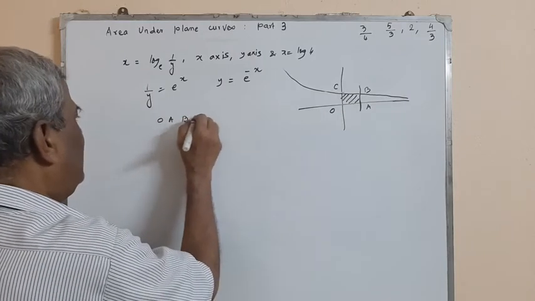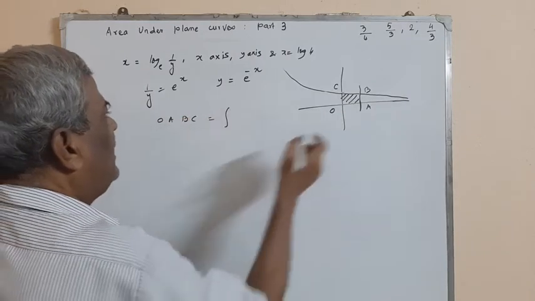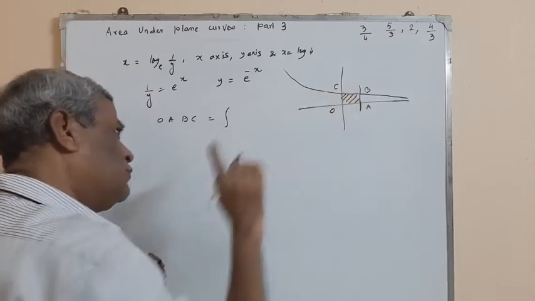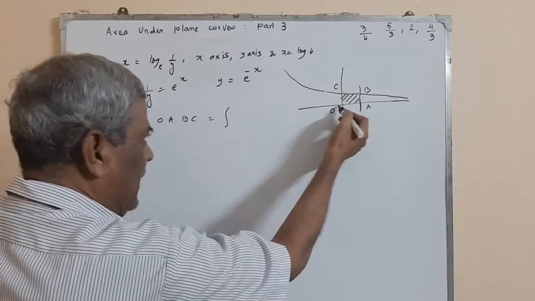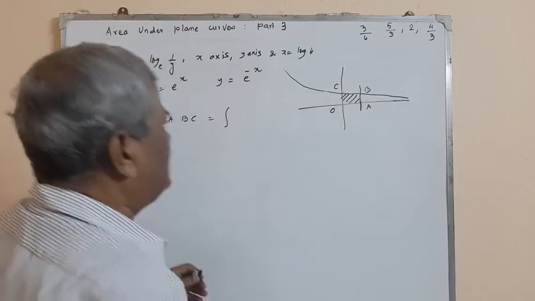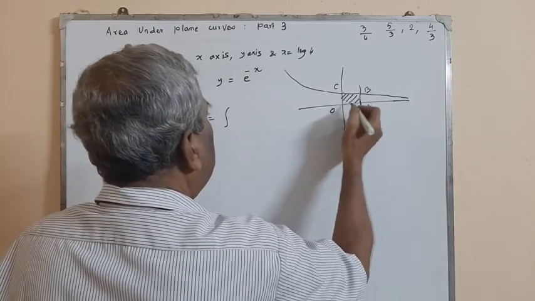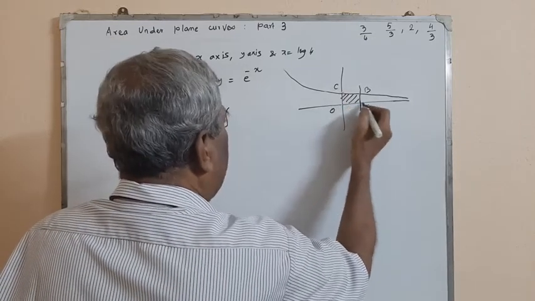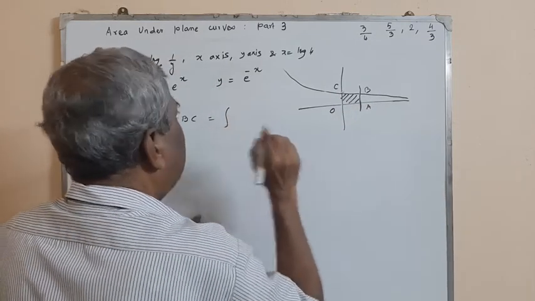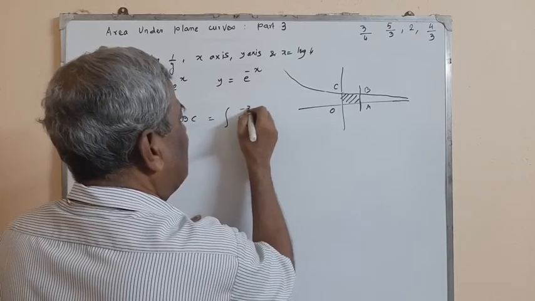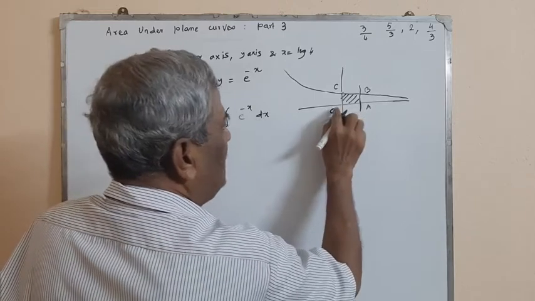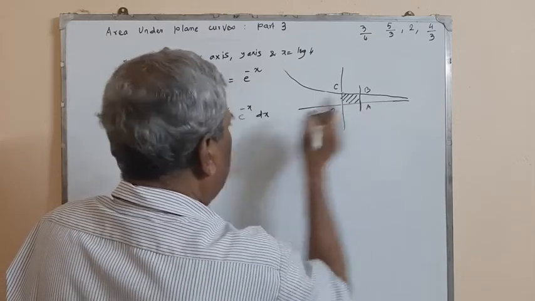So that required region OABC is equal to integration. The x-axis is a boundary line, and the y-axis is also a boundary line, but it is easy to integrate with respect to x because the limits of the region for x, 0 and a, are known to us. So it is y dx, means e to the power minus x dx, with limits from 0 to log 4.